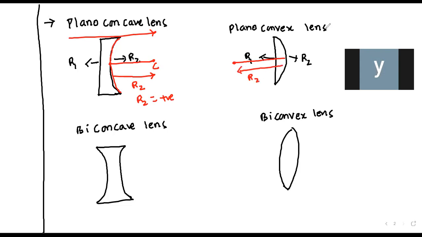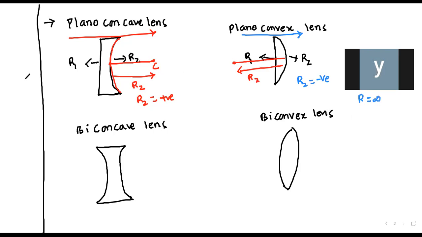But here the light ray is moving towards the right, so here R2 is negative. What I know is that the radius of curvature of a plane surface or plane mirror is infinite. That is, R is equal to infinity.